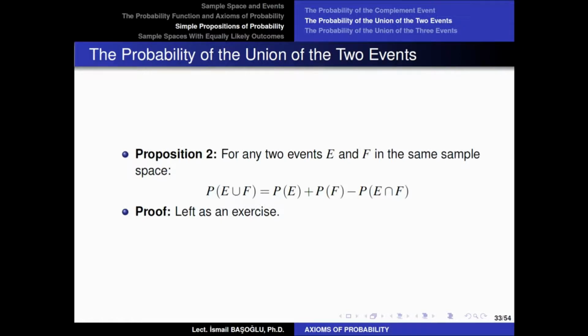Now, for any two events, E and F, in the same sample space, they can be disjoint, they may have an intersection, it does not matter, okay? It says in the same sample space, we are defining any two events. The probability of their union is going to be equal to the probability of the first event plus the probability of the second event minus the probability of their intersection.